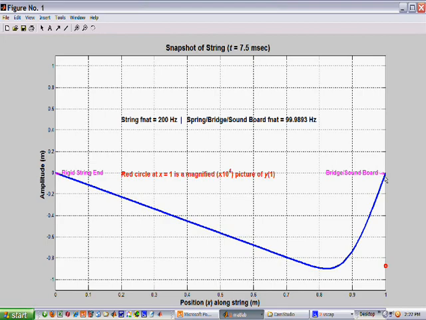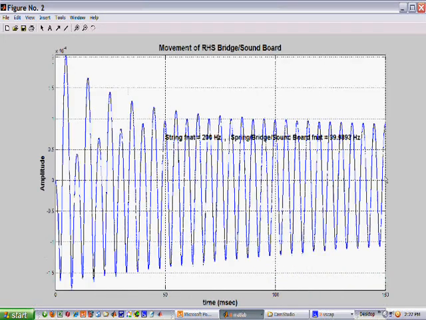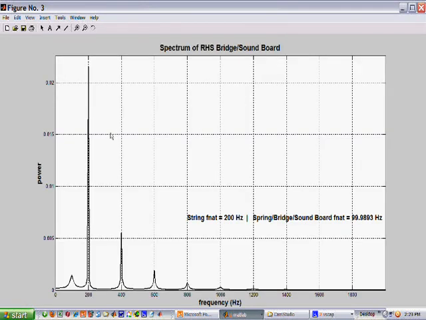All right, let's take a look at the picture of the variation of the soundboard with time. Here we have the amplitude of the soundboard versus time, 150 milliseconds of simulation. And here is the spectral picture of that. We have a strong component here at the fundamental of 200 Hertz. The contribution at the partial of 400 Hertz, a little bit at 600 Hertz.